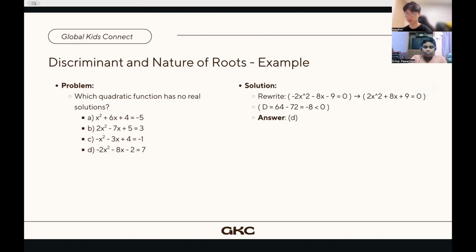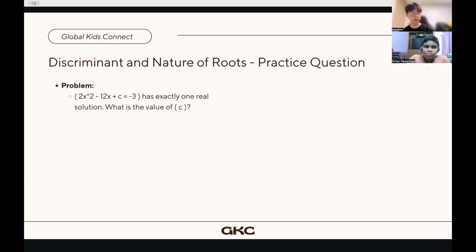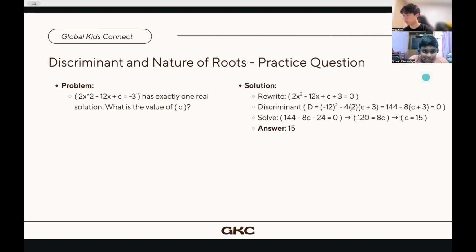So that is our question, and again, the solution is the same. Some tips are to calculate the discriminant to determine the nature of the roots, and to ensure the equation is in standard form before applying the formula. Those are just general tips for these kinds of questions. This next one will be a very similar question, so I think we can skip it. You can solve it on your own time, Srikar.